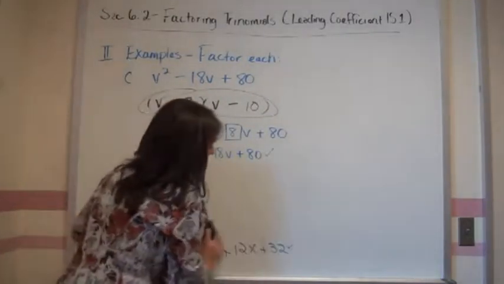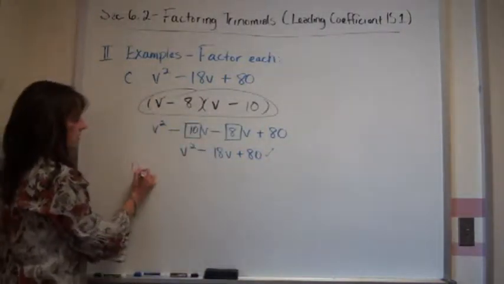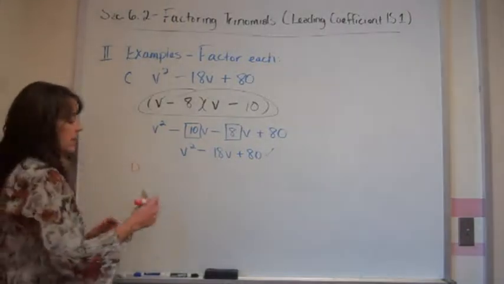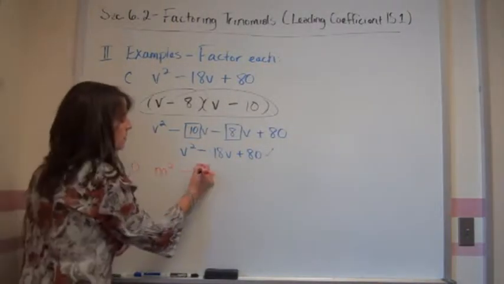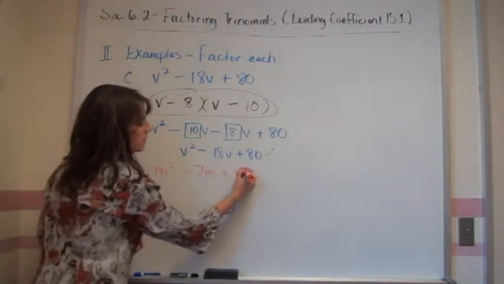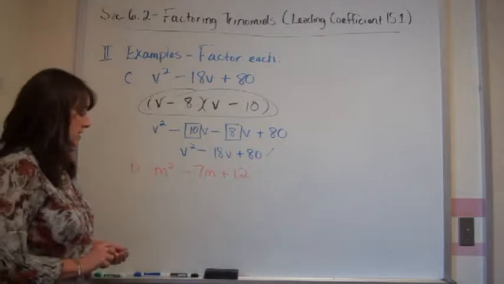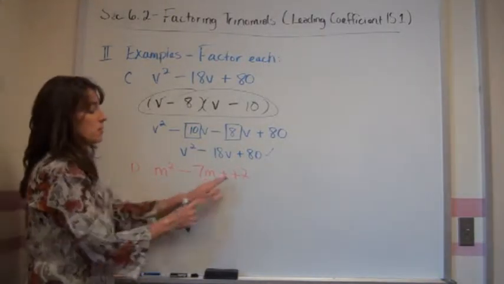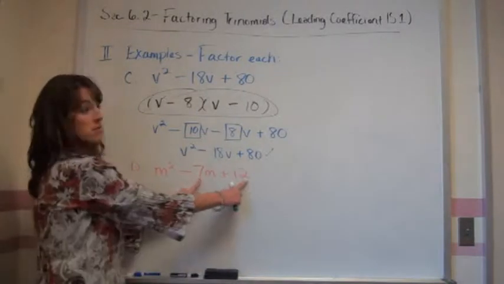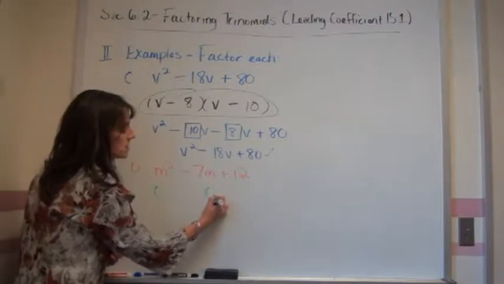All right, let's give it another shot. So let's try m squared minus 7m plus 12. And again, first, always look to see, is there something common that you can divide out before you do anything else? M's come out of here, but not here. And nothing's going to come out of any of those coefficients. So let's go ahead and set up our double parentheses.